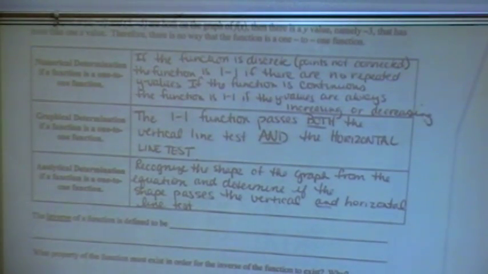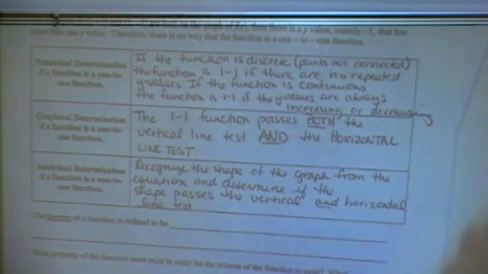Analytical determination: you're going to try to recognize the shape of the graph from the equation. That is one of the reasons why we spend so much time learning the parent functions. Because if you know what the parent function looks like, even if it's some sort of offspring from a parent function, you have an idea about what the shape of the graph is going to look like. And you're going to determine if the shape passes the vertical and the horizontal line test. If it passes both, it is a one-to-one function.